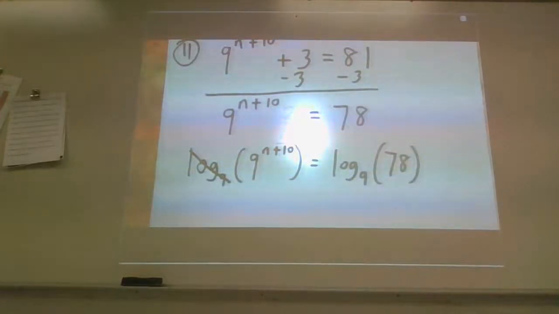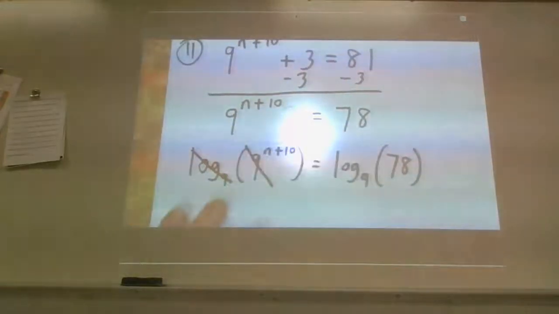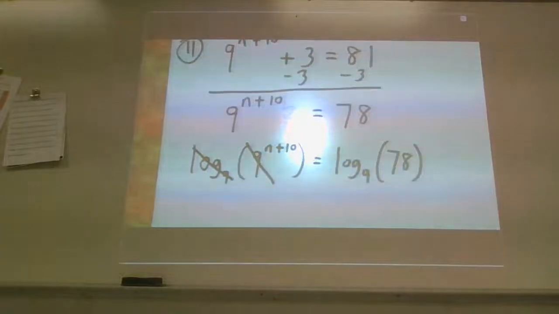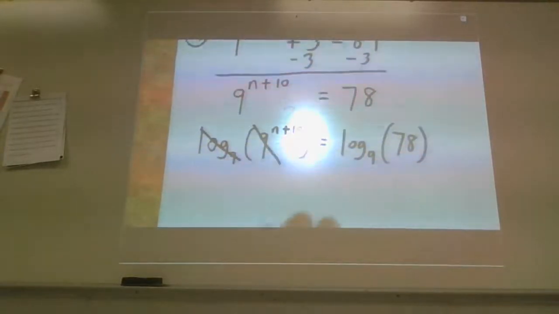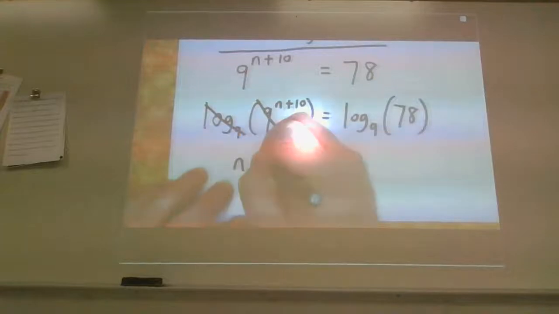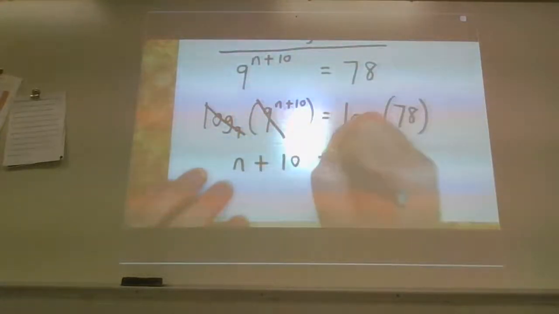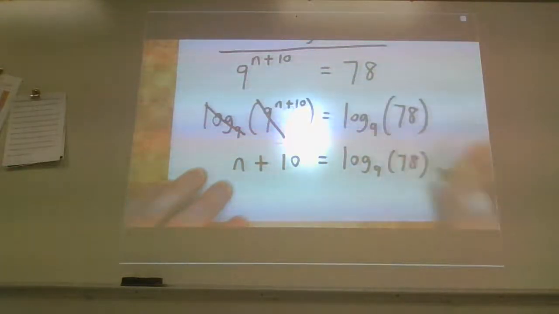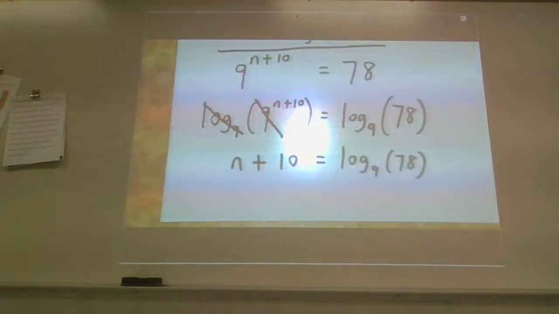Anyway, that log base 9 is a single entity that cancels out with that base of 9. They cancel each other out, leaving you with that n plus 10, which is what we needed. We wanted to get that exponent by itself. N plus 10 equals, oh gosh, how in the heck are we supposed to do this? Well, one of a few ways, and I'm going to show you. Don't worry.